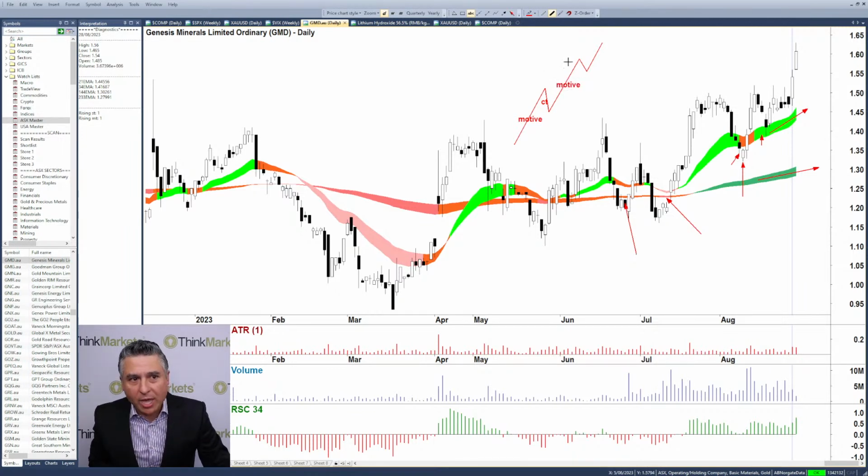So you've got very small counter trends versus very large motive phases. So this is what we call good price action. Good price action. And you could code this if you wanted to. You could say you need a minimum ratio of motive phases to counter trend phases.